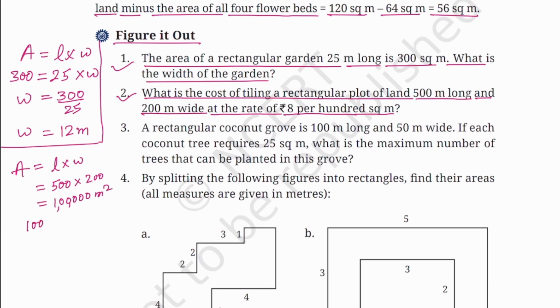Since for tilling 100 square meter of land the cost is rupees 8, then for tilling 1 square meter of land will cost 8 divided by 100 rupees. For 1 lakh square meter of land, the cost will be 8 divided by 100 into 1 lakh. The answer is 8,000 rupees.